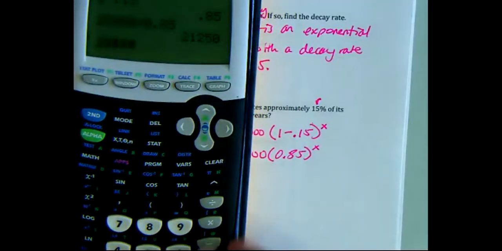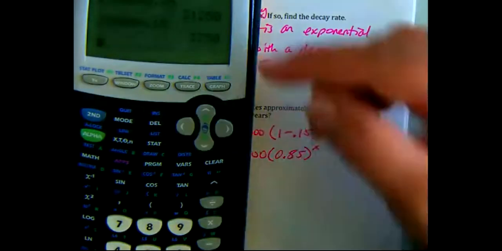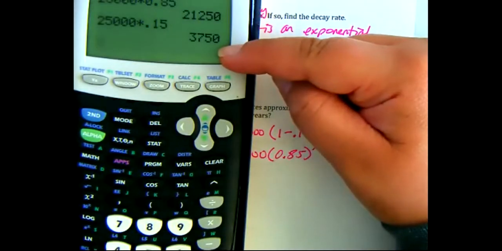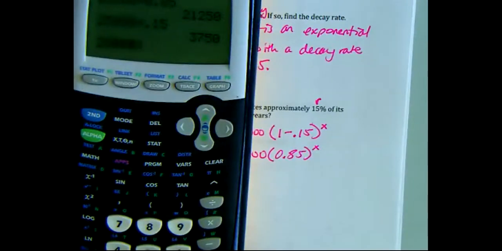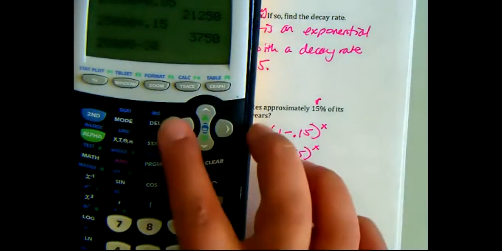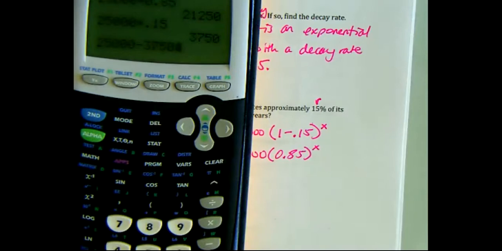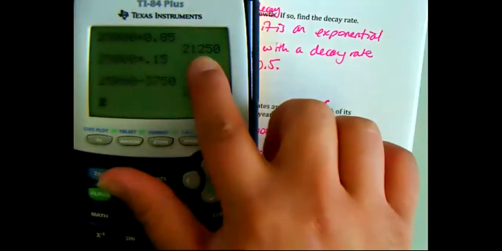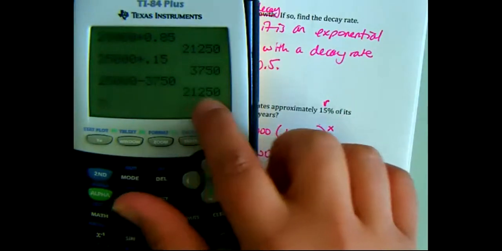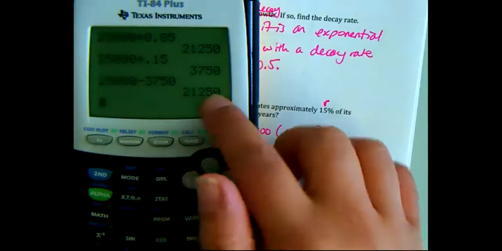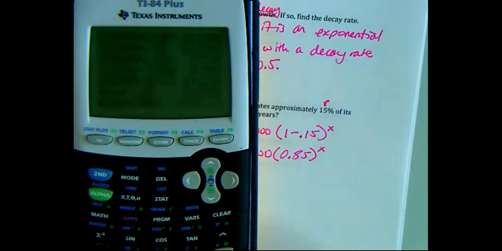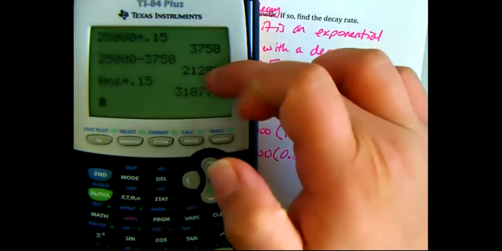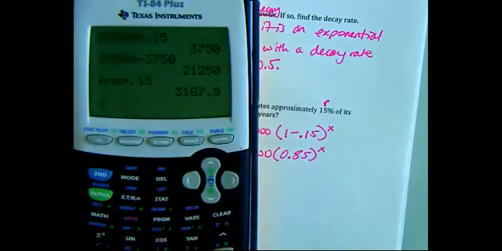I could have done this by doing 25,000 times 0.15. This is how much it's losing. Then I could have taken 25,000 minus 3,750, and I still get that 21,250 that I got earlier. Now, if I take 21,250, multiply by 0.15 again, and subtract it from that, that would give me the second year's remaining price.